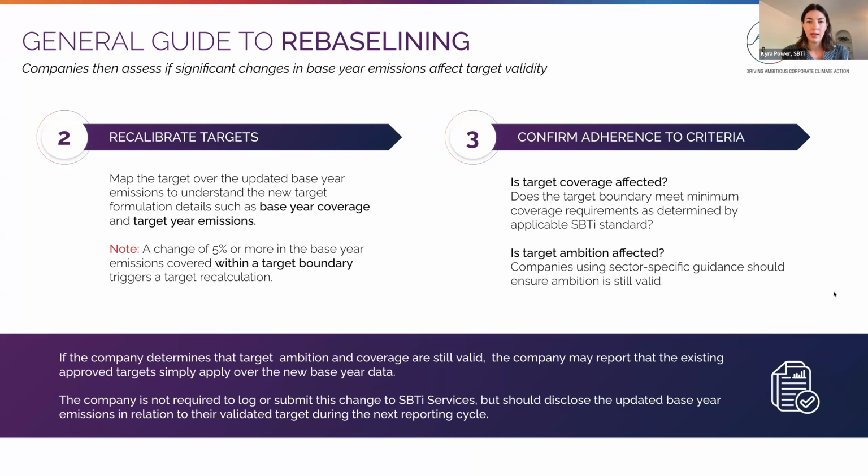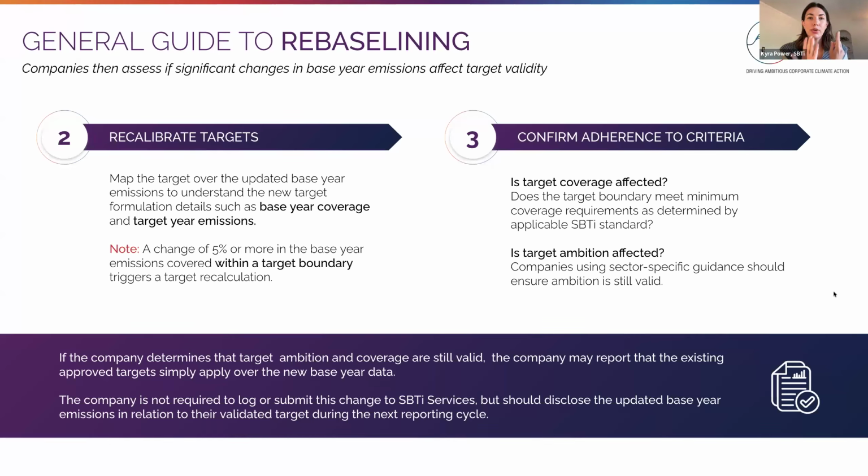So there are really three things that companies should watch out for here. The first is if the target boundary is affected. So a change of 5% or more in the base year emissions covered within a target boundary. So there's two 5% significant thresholds. One triggers the rebaseline. So that's over the entire inventory. So if, again, that change of 5% across the inventory, that's what triggers the rebaseline.